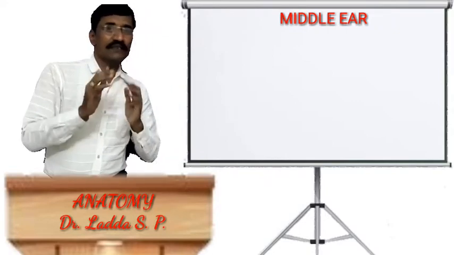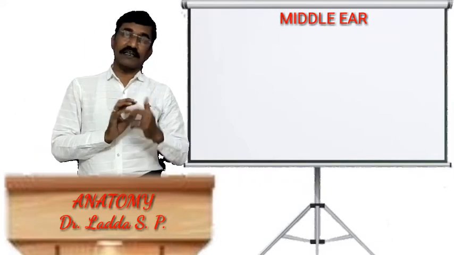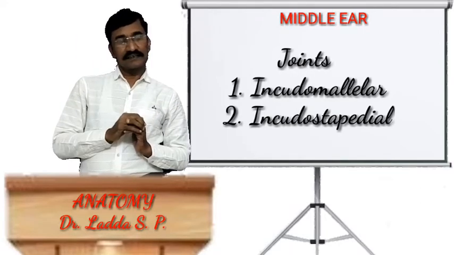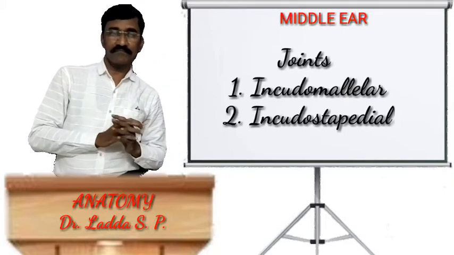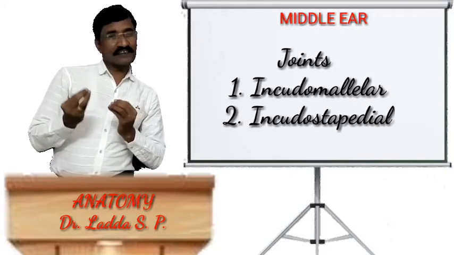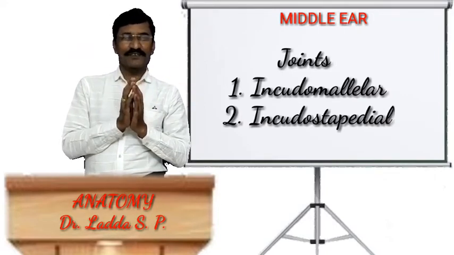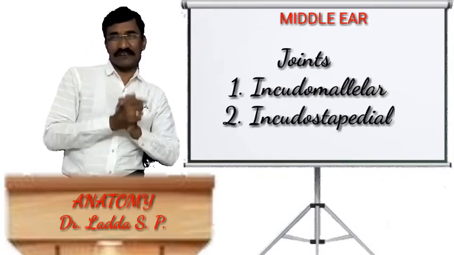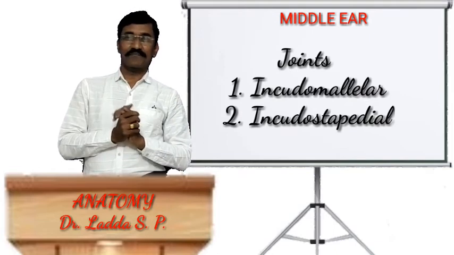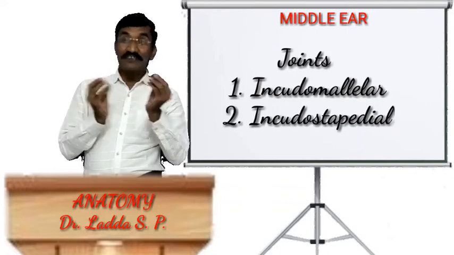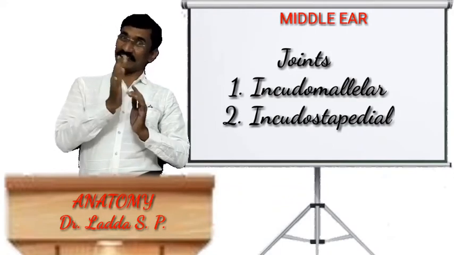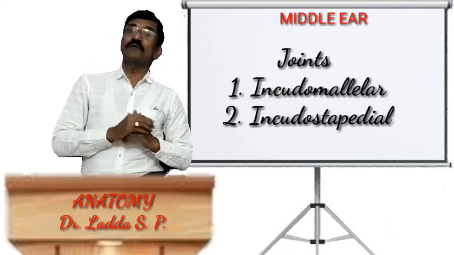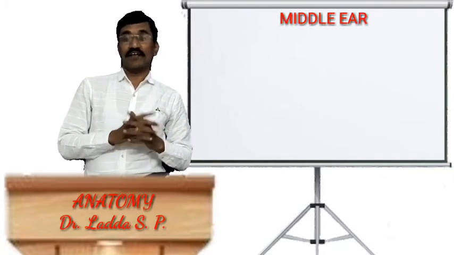From this discussion, we come to know that these three ossicles form two joints: one joint between malleus and incus, and a second joint between incus and stapes. Incus remains in the middle. So the joints between the ossicles are the incudomalleolar joint and the incudostapedial joint. So these are the ossicles of the middle ear.